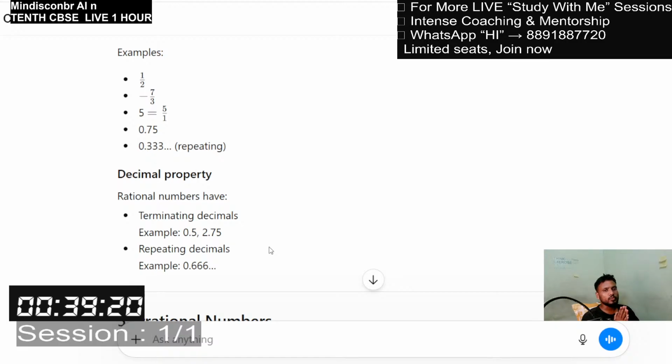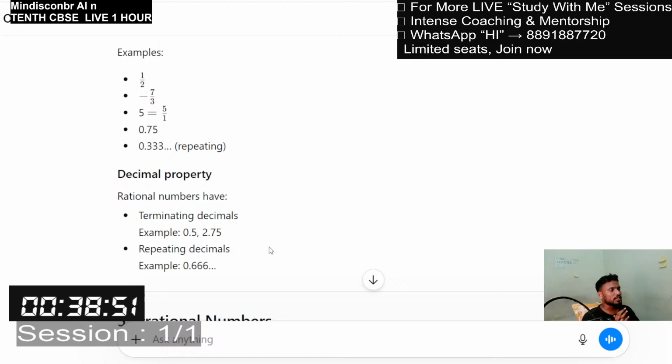And in the same case, 2.75 can be written as 275 divided by 100. When we calculate it, we get a terminated figure, 2.75. After 75 there are no further digits, so it is terminated. So whenever terminating decimals are there, we can say that the number is a rational number. And in the case of repeating decimals also, it is a rational number.